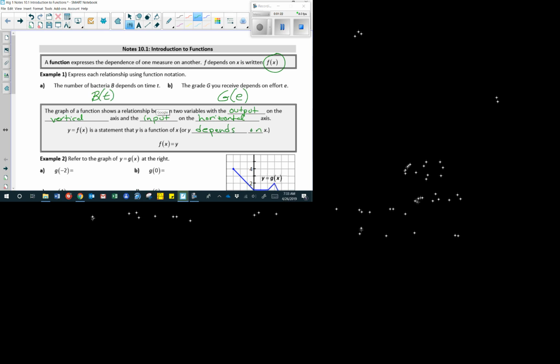And if I have that in an equation form, we'll see that the x value is what we think of as the input. We'll put that in the parentheses, which means that it's being input to the function. And what f of x equals is the y value, which is the output for the function.